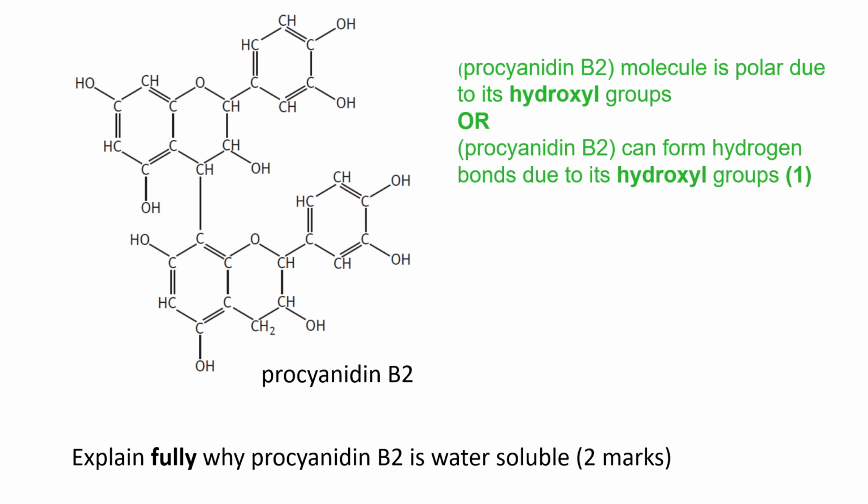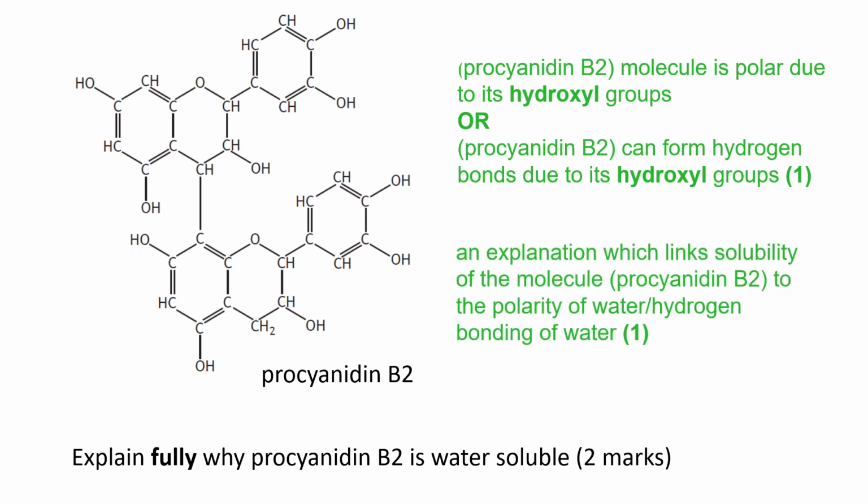If the molecule is polar, that means it will dissolve in a polar solvent such as water, or can form hydrogen bonds with water, and that would get you the second mark, an explanation which links solubility of the molecule to the polarity of water and the fact that it can hydrogen bond to the water.